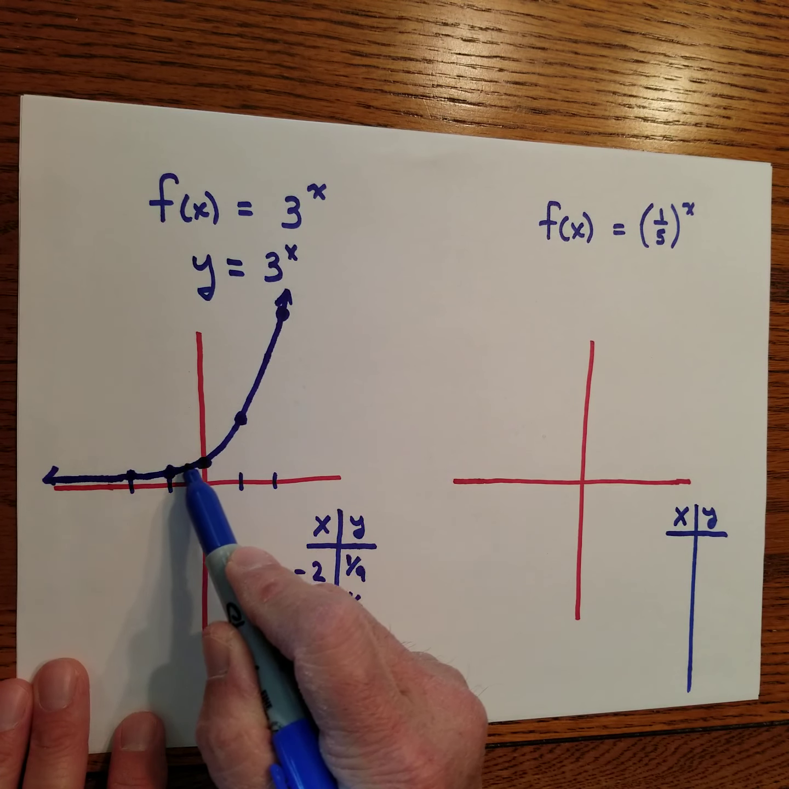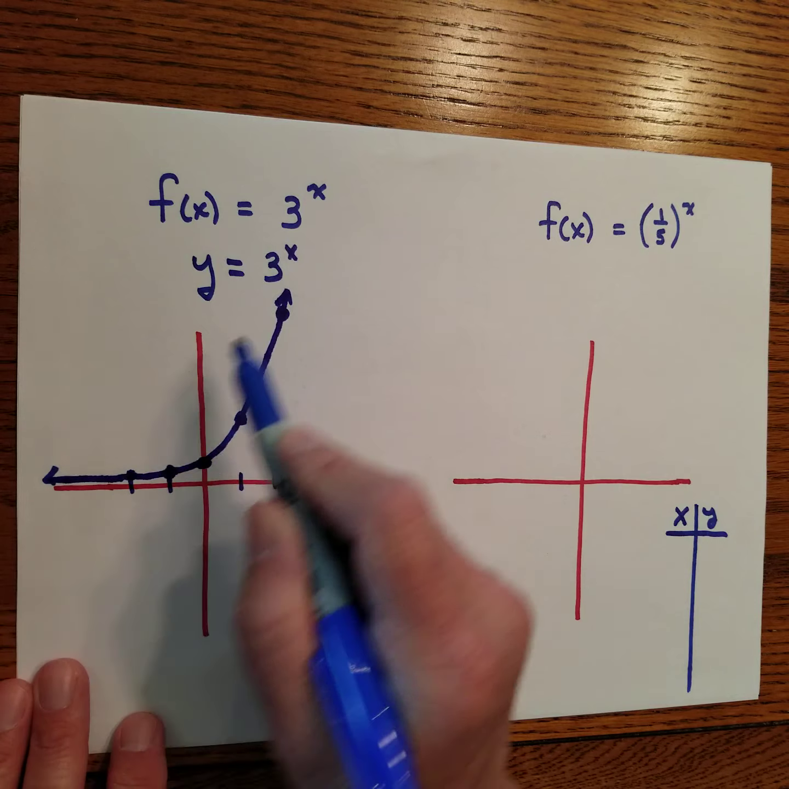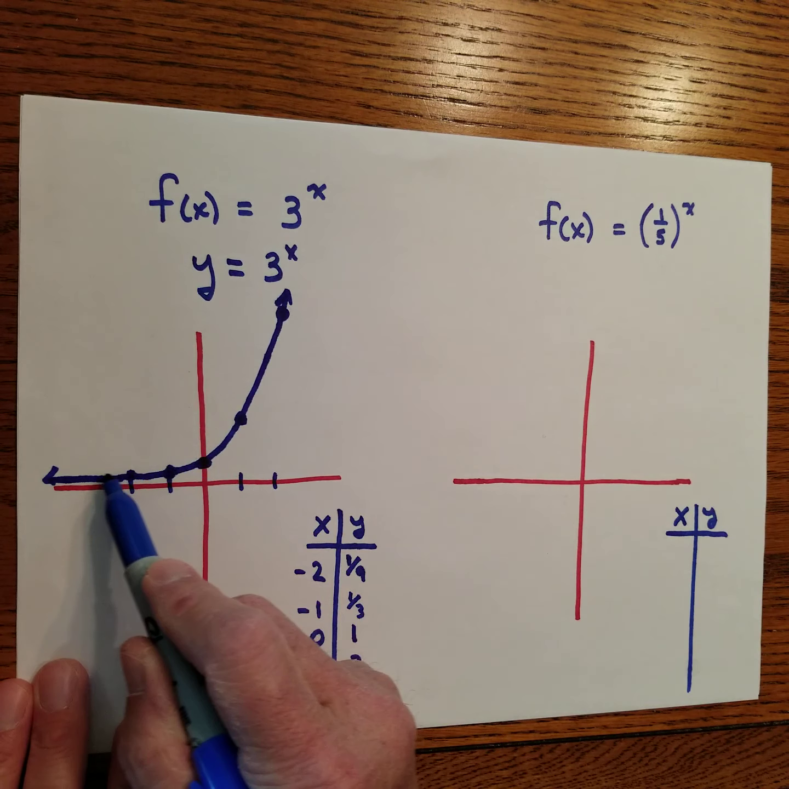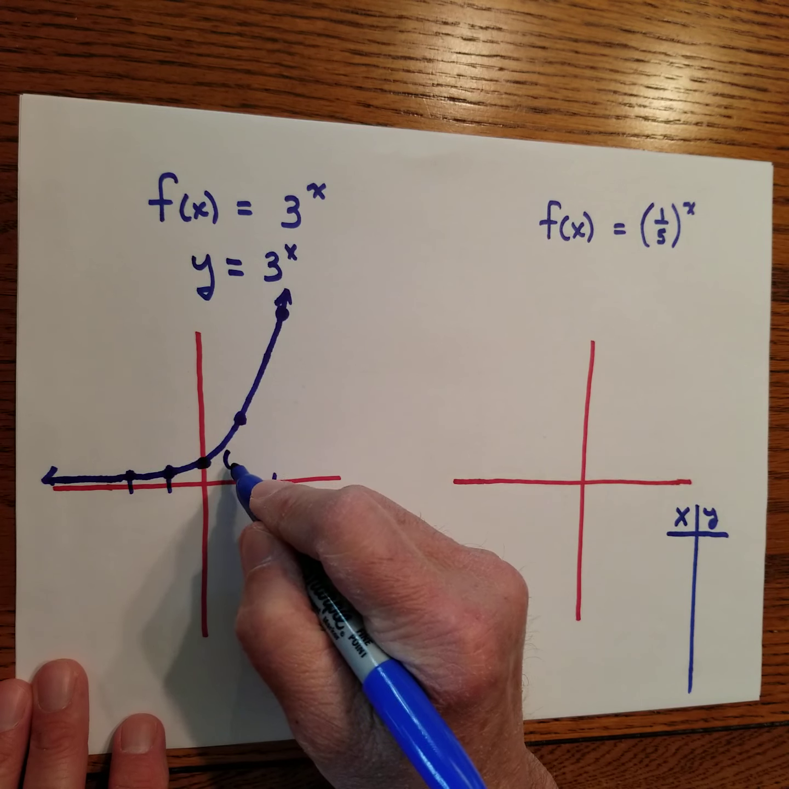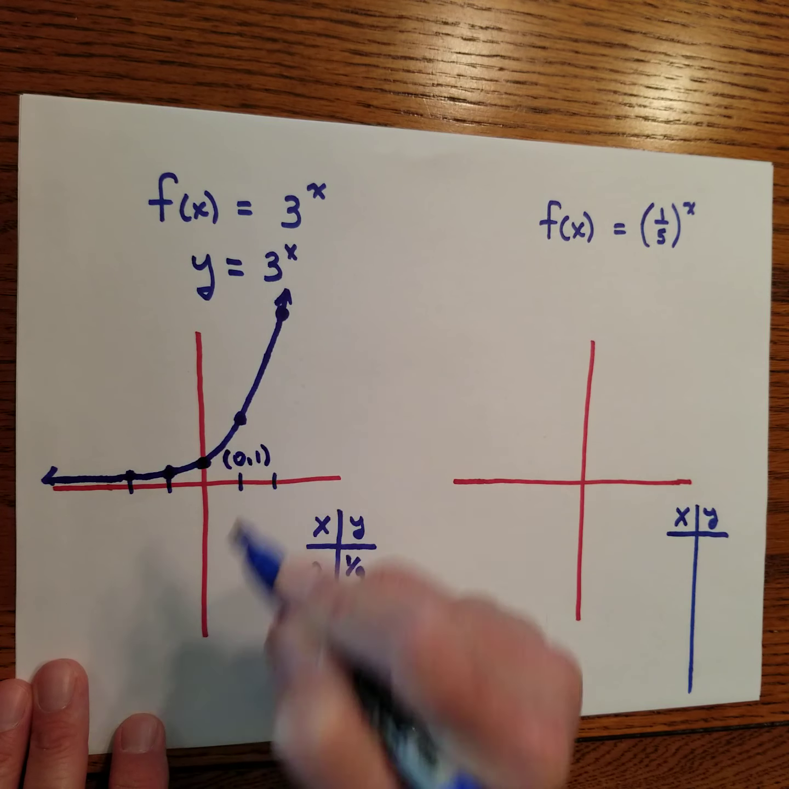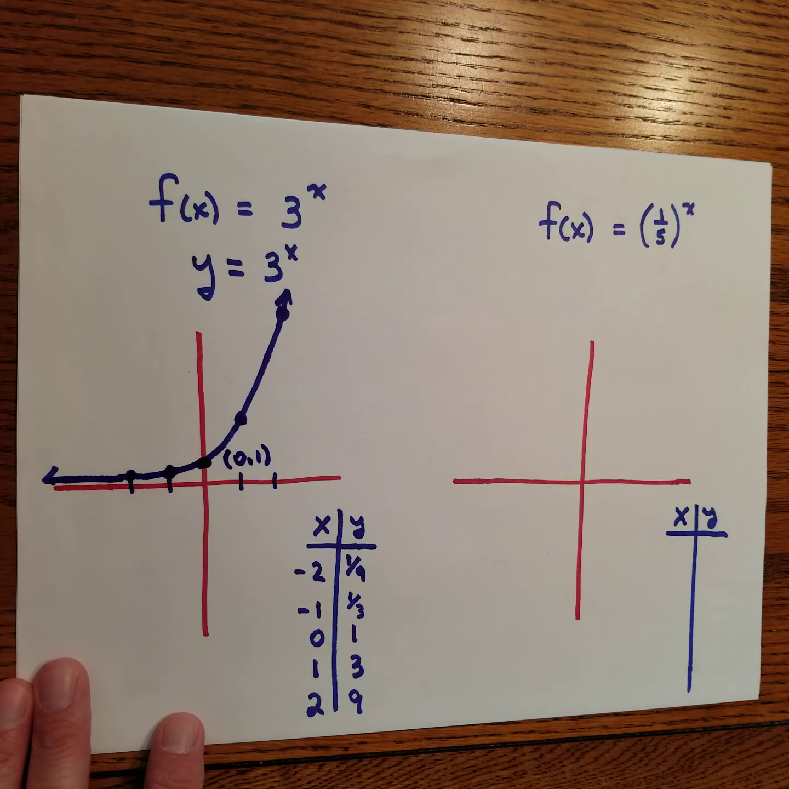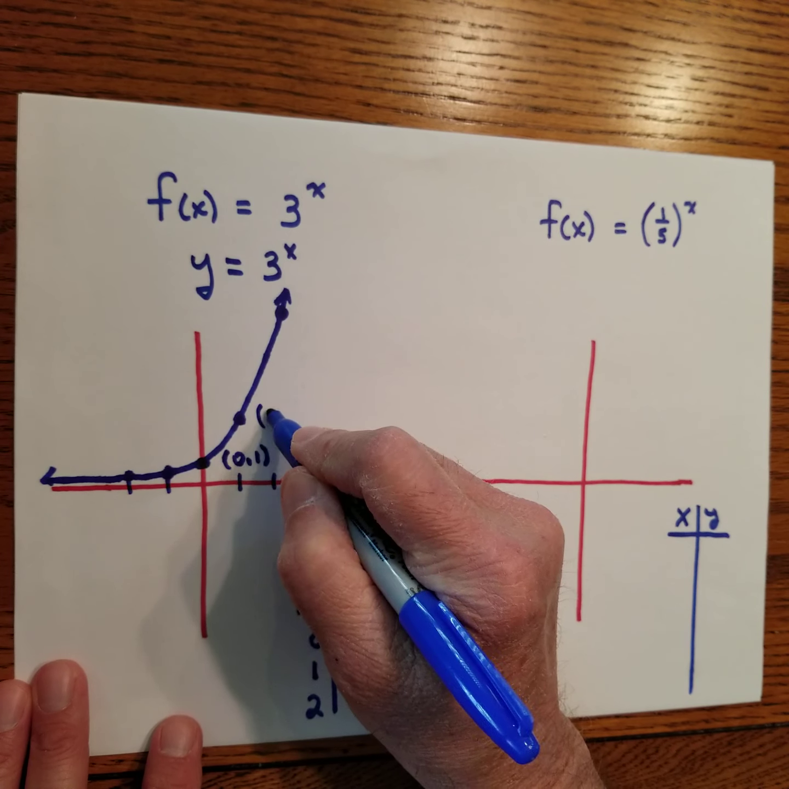Don't let your curve start to curve back up again. That's not what it does. It keeps getting closer and closer to that x-axis. For full credit, let's label the y-intercept and then label one more point.